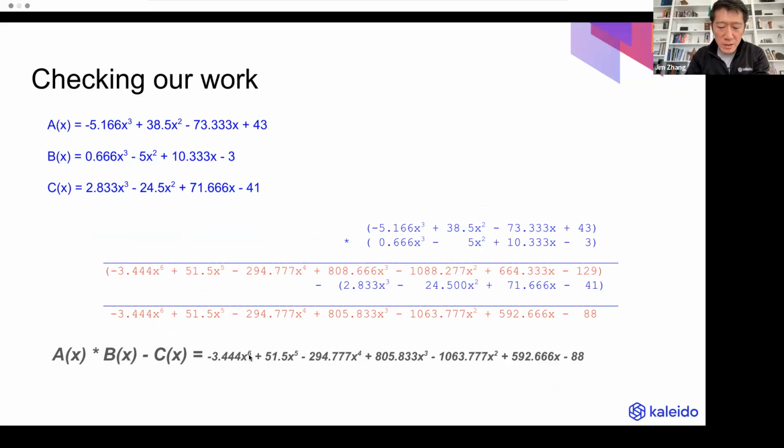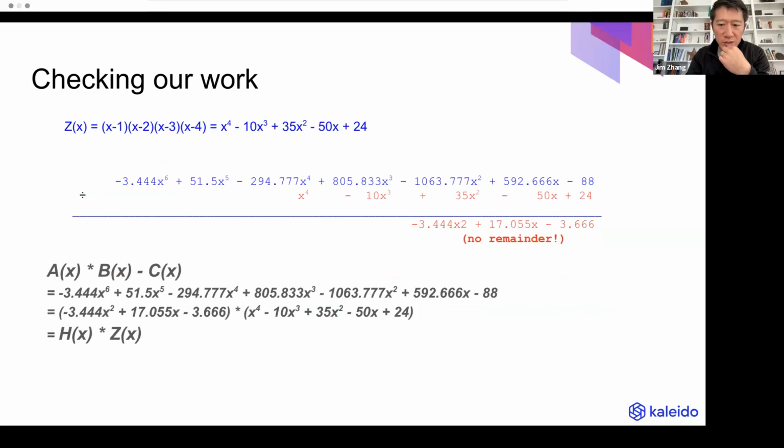Does this cleanly get divided by the 0 polynomial without any remainders? Well, let's take a look. The 0 polynomial in this case, since we have 4 gates, it's x minus 1 times x minus 2 times x minus 3 times x minus 4. And this is our 0 polynomial. So let's use our result from the previous step divided by our 0 polynomial. You can do the calculation and you will realize the result is a polynomial with no remainder.